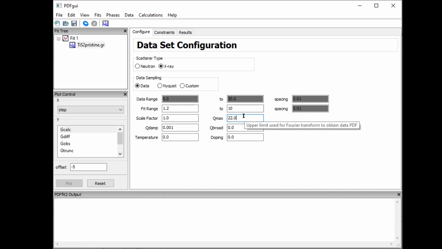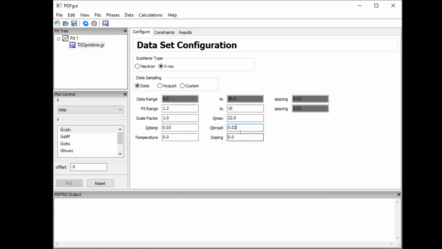It simply shows here. And this is Qdam, the parameter we mentioned last time. Both Qdam and Qbroad are parameters we obtained from the nickel standard fitting. If you still remember, this number was about 0.03, and I think this one was about 0.02 something. So you can input those numbers as a starting point, and you can also be more exact by looking at the fitted results of them and putting them here.